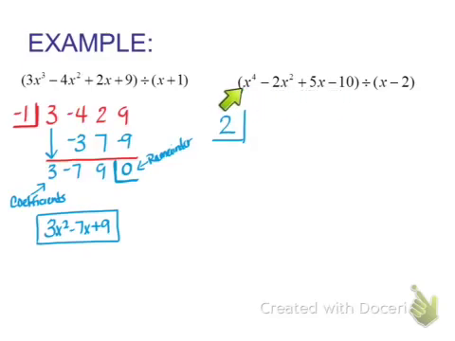Start with x to the fourth, that coefficient is 1. Now this time I'm actually missing a term between x to the fourth and x squared. So I'm going to put a 0 for the x to the third, a negative 2 for the squared, a positive 5, and a negative 10. And then I'm going to draw my line, and I'm ready to start my calculations.